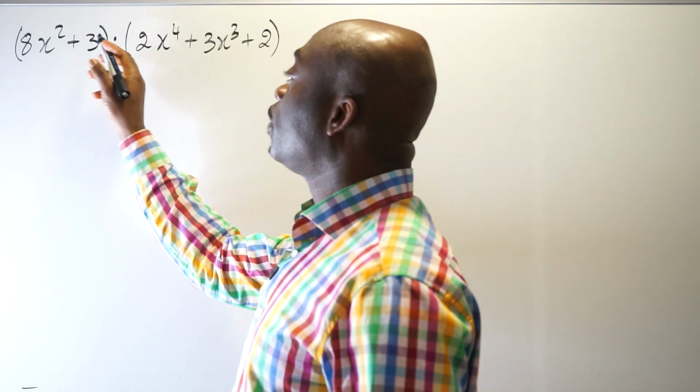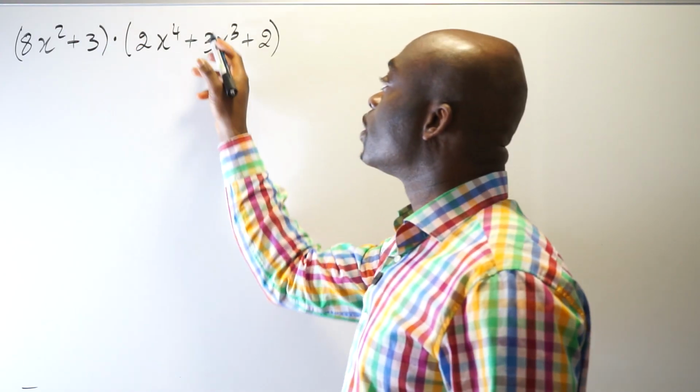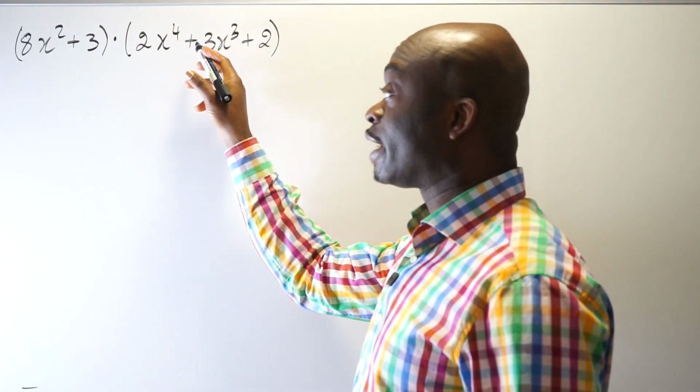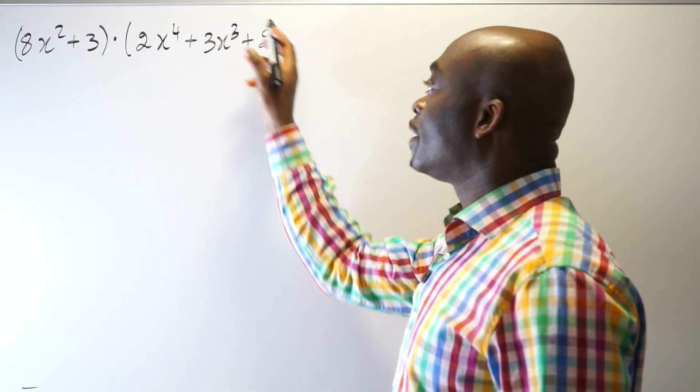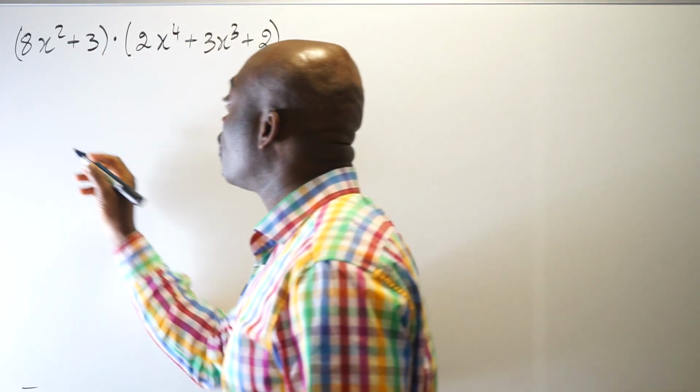For the formula, we have to find the derivative of this first function times the original second function, plus the derivative of the second function times the original first function. Okay, so let's go for it.